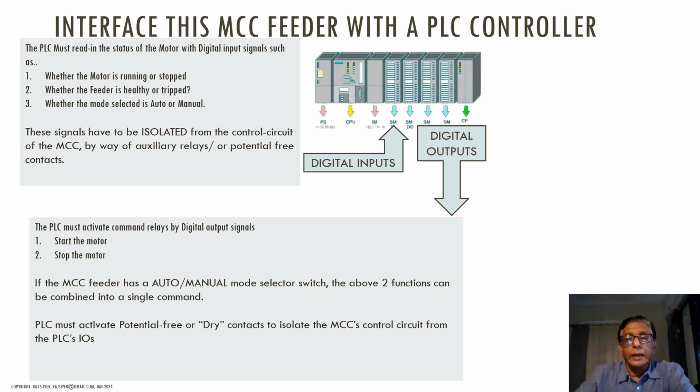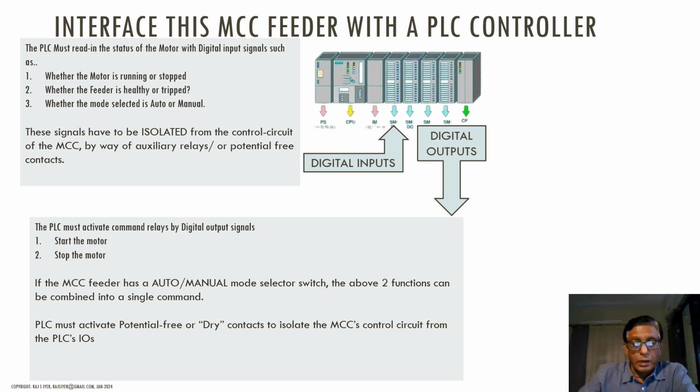Okay, and so also the PLC's outputs have now to be connected to the control circuit so that the PLC's output may switch the contactor on and off. Now, in the case of an MCC that does not have an auto manual selector switch, we will require two separate outputs, just like the start and stop push buttons. There will be two momentary outputs, one to start the motor and one to stop the motor.